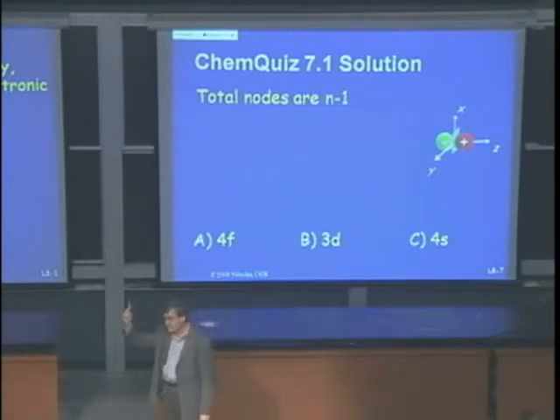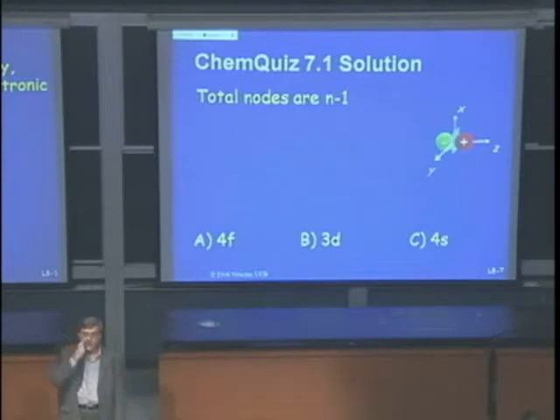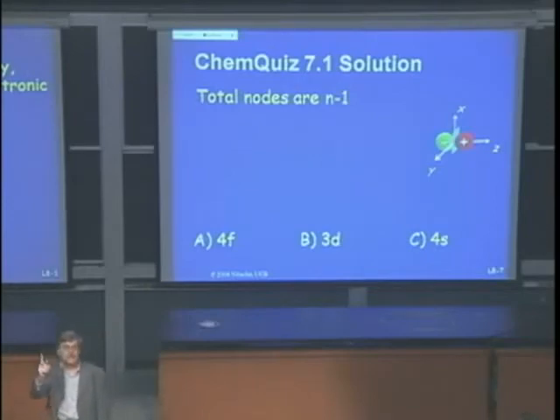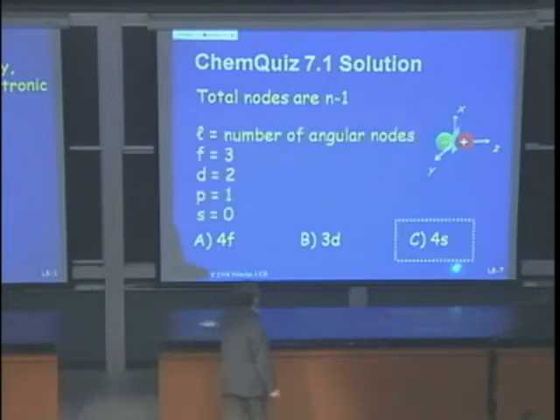4S. L is what? 0. Total number of nodes is what? 3. Total number of radial nodes? Total number of angular nodes? L is 0. Okay? All right, good. So that was the answer here, and with this 4S having 3, we have proven that.